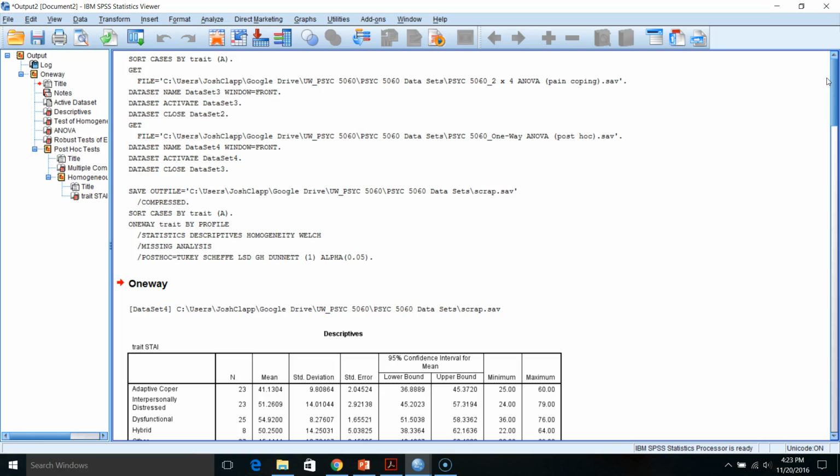Okay, so this should get you squared away with the post-hoc tests, all the things that you would need for problem set 7. But again, let me know if you have any questions. Go through, take a look, and if anything comes up, go ahead and let me know.